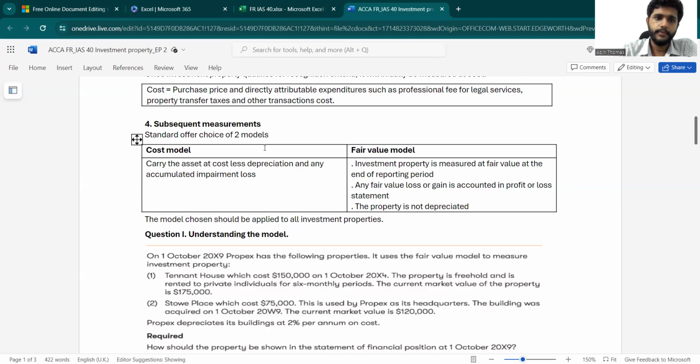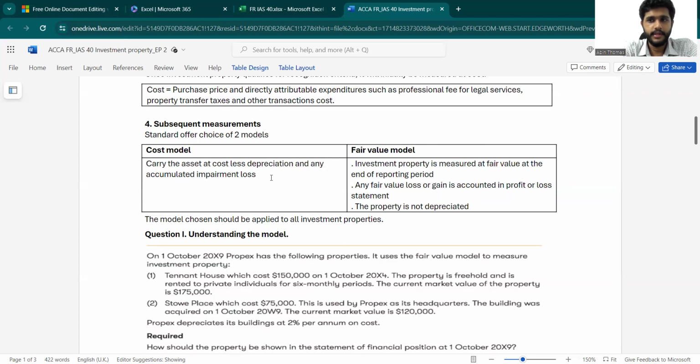Okay, so the standard offers a choice of two models. Same as we saw in IAS 16, we have two models here. The first one is the cost model and the second one is the fair value model. The cost model is the same as we discussed in IAS 16: we carry the asset at cost initially, then over the period of its useful life we deduct the depreciation and any accumulated impairment loss.